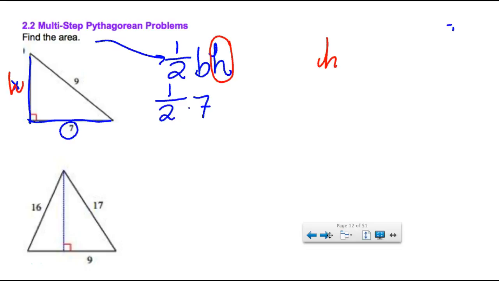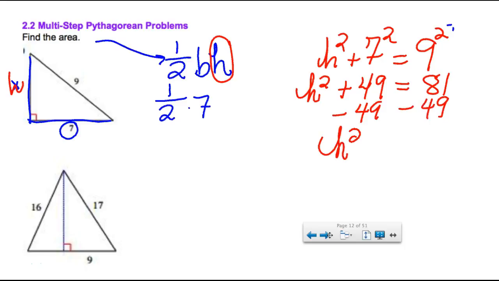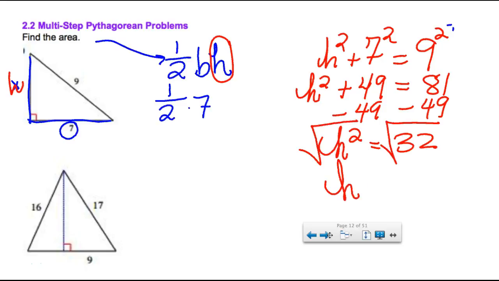I would say that leg squared plus leg squared equals hypotenuse squared. So H squared plus 7 times 7 is equal to 9 times 9, which is 81. I'll subtract 49 from both sides. I'm going to get H squared is equal to 32, 81 minus 49. I need to square root both sides to isolate H. So H is equal to the square root of 32.